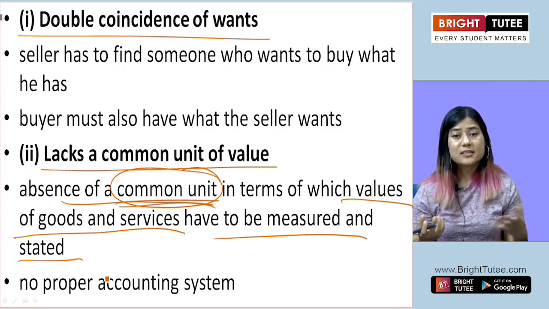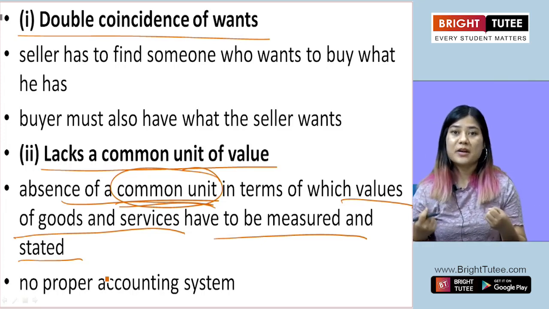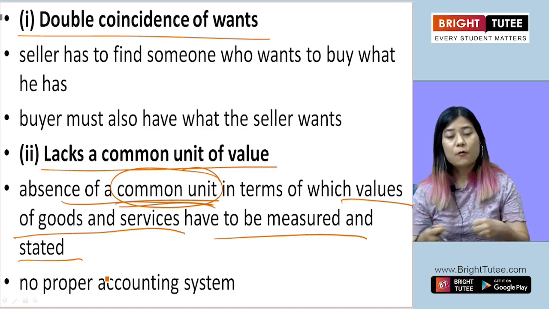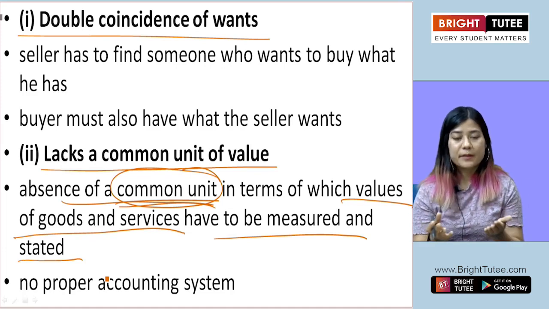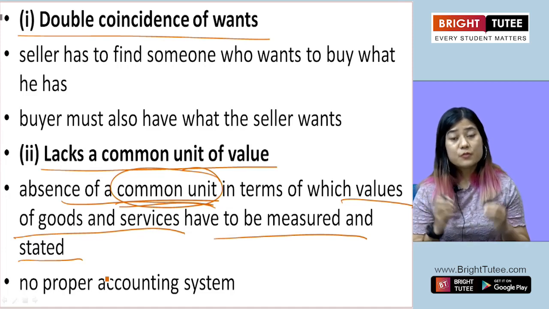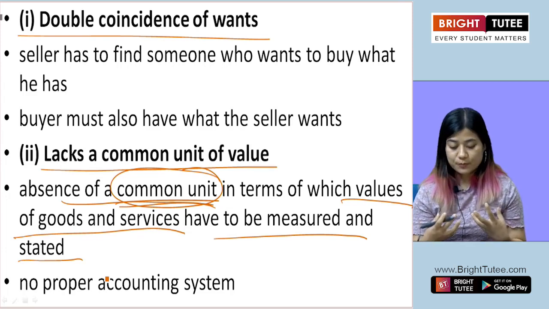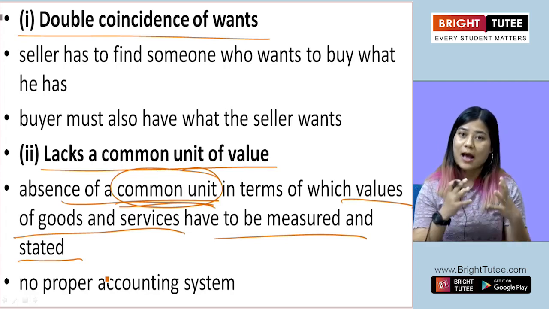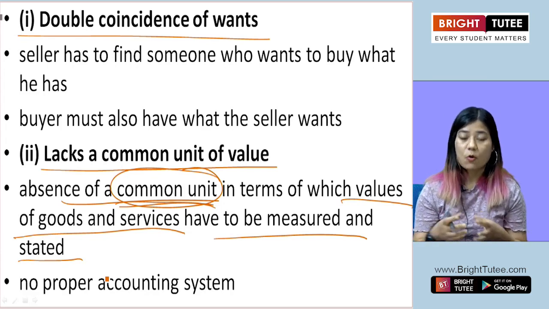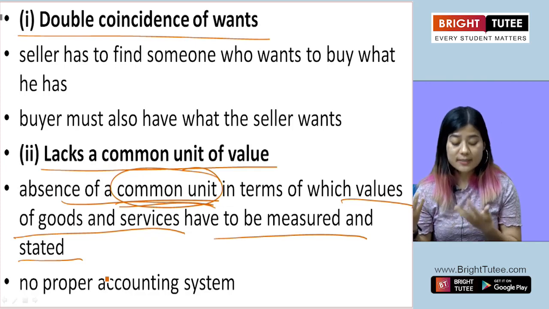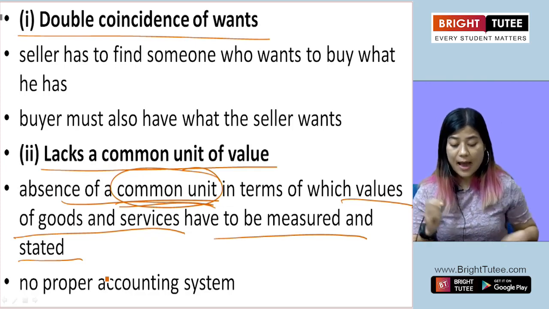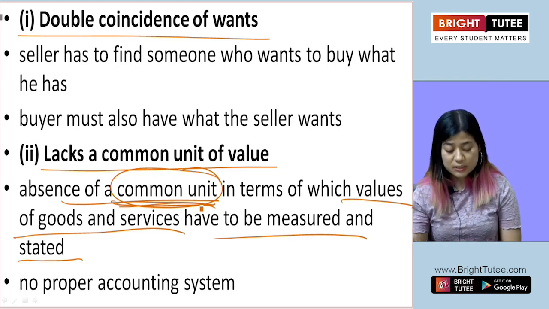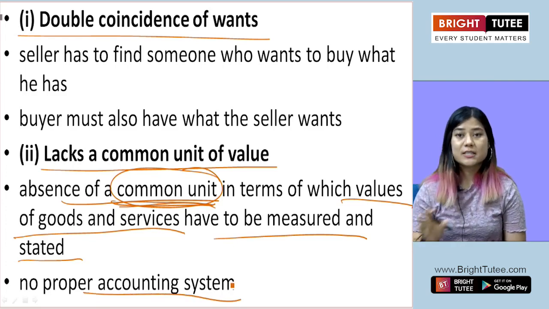So which means that you could give one apple and still get some rice, or you could give one fistful of rice for a dozen bananas. So there was no unit of measurement and no value attached to the goods and services. People did not put emphasis on how valuable that commodity was, or the service that was provided. Because of the absence of the unit of measurement and the value added to goods and services, there was no proper accounting system.